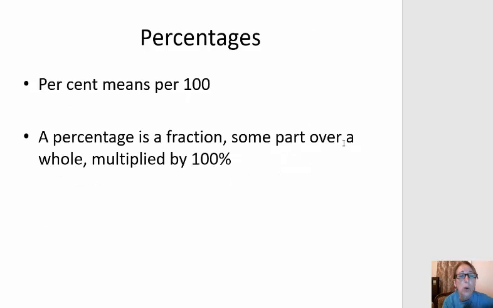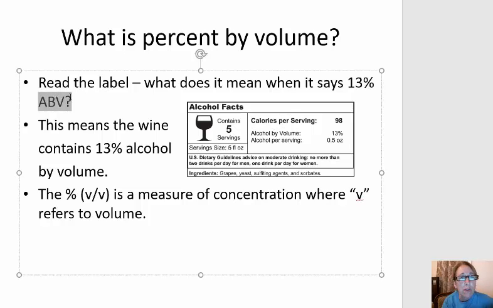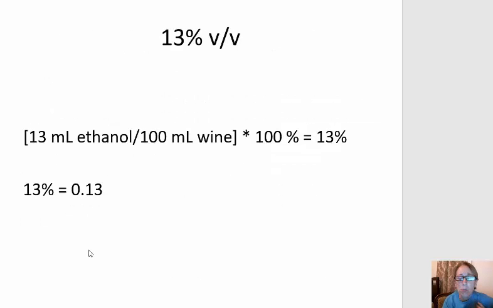So the part is going to be the volume of the solute, and the whole is going to be the volume of the solution. So let's look at this label here for a wine, and it says 13% alcohol by volume, which is sometimes symbolized ABV. Okay. And this percentage here, it doesn't say V/V, but it does mean V/V. So that means if I have 100 mils of wine, then there are 13 mils of ethanol in that.